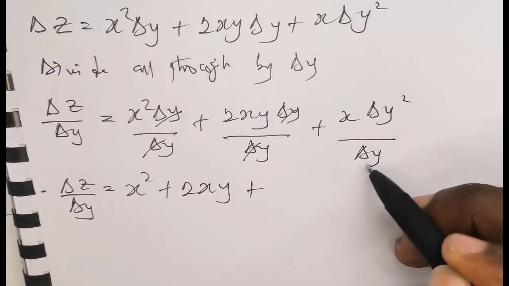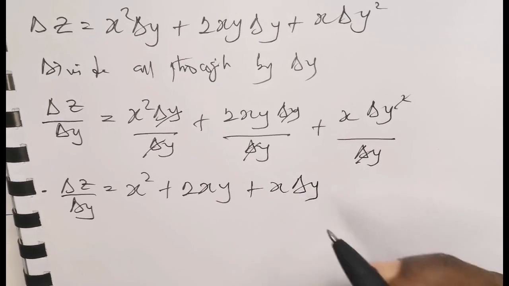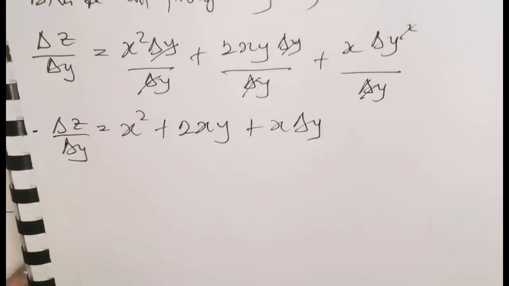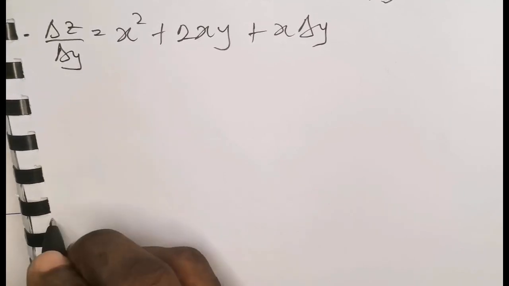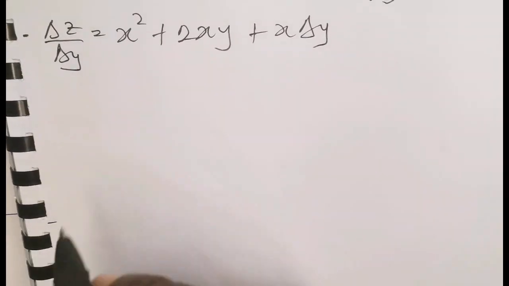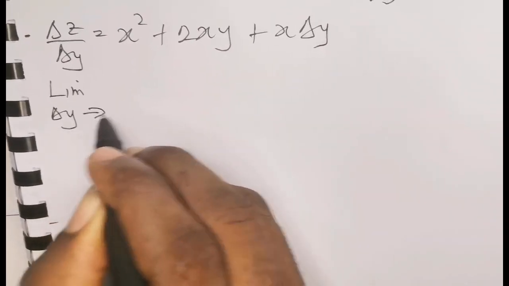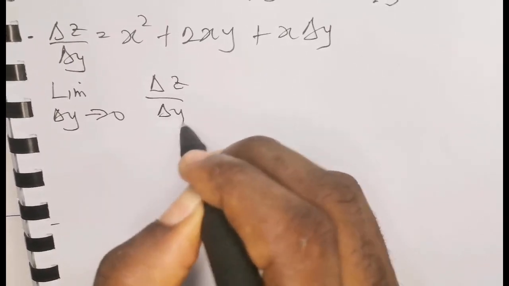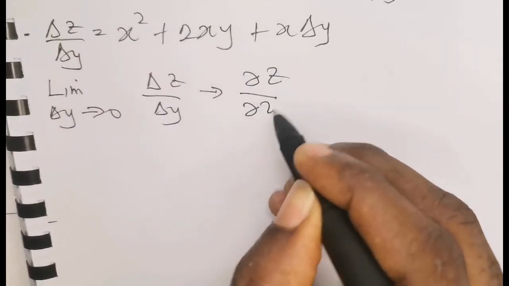Okay, plus over here, change in y strikes one of this, so I have x change in y. Now in a situation like this where I still have change in y left on the other side of the equation, the next thing to do is to take the limit approach. The limit as change in y approaches 0, the function change in z all over change in y automatically becomes a partial derivative of z with respect to y.